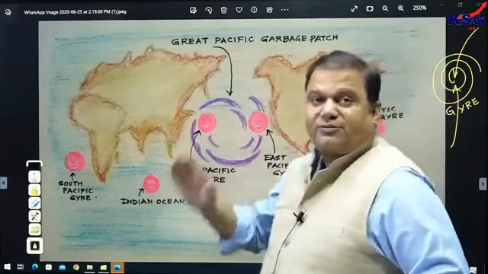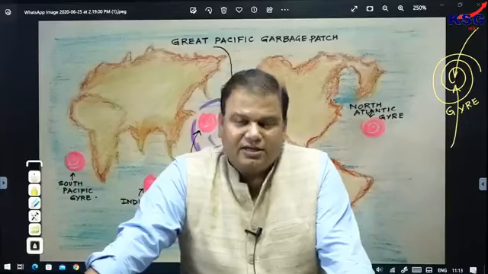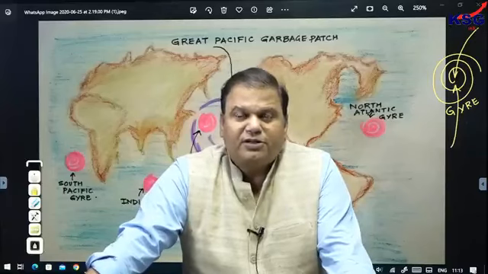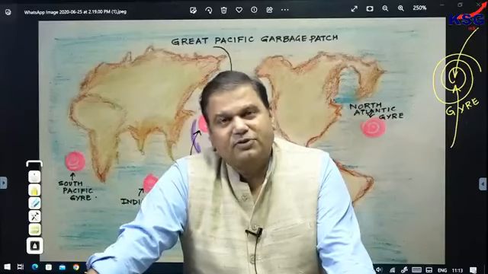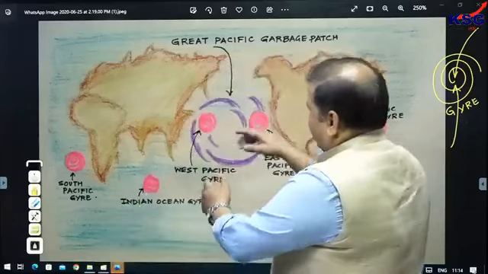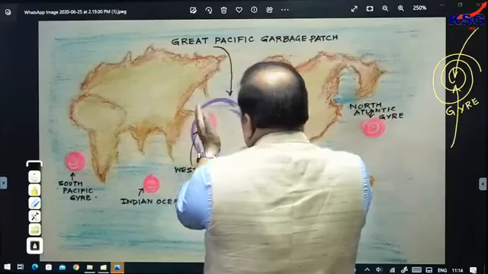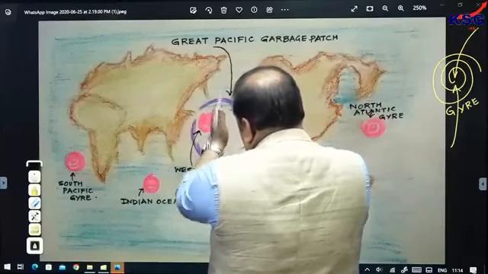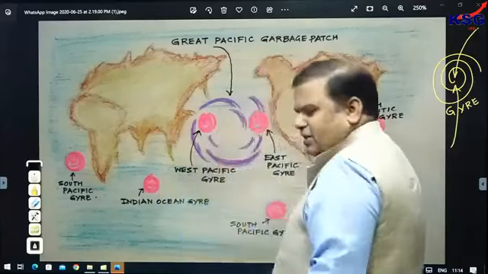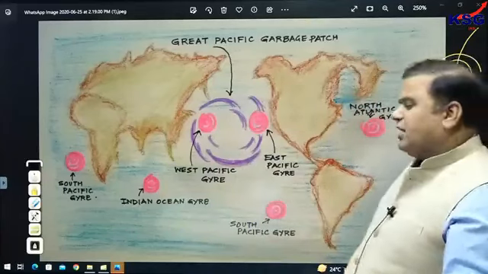So the waste products which have been discharged from the continents have been carried by the oceanic currents, and due to gyre formation this trash has resulted. So suppose here the gyre formation takes place and it is whirling. So due to the centrifugal force it would be pushed outside and getting accumulated here. So this is called as the Great Pacific Garbage Patch. So due to gyre formation this patch has resulted.